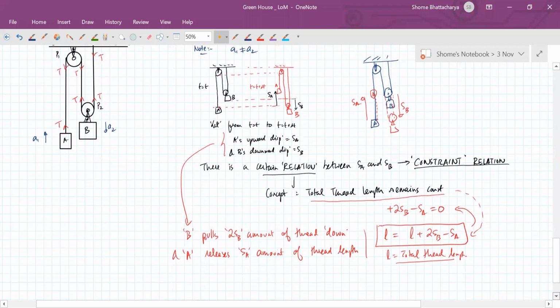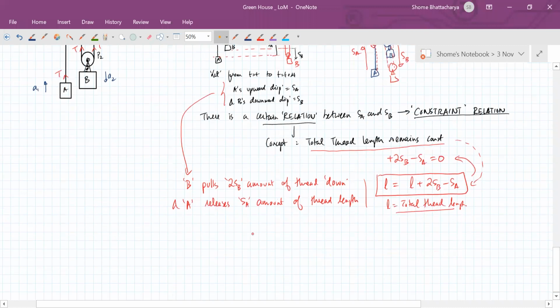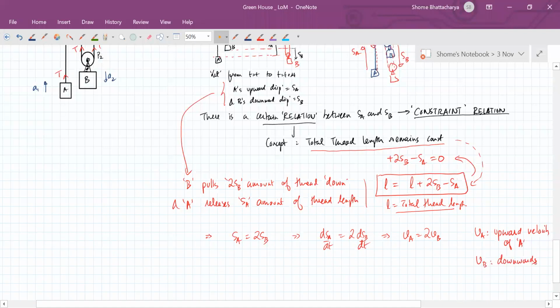So accordingly, what is the relation we are getting? That displacement of A should be twice the displacement of B. So what does that tell us? That if we differentiate the displacement of A with respect to time, we'll get 2 times the differentiation of displacement of B with respect to time. That means at any instant VA is equal to 2 times VB, where VA will be the upward velocity of A at some instant of time, and VB will be the downward velocity of B at that same instant of time.